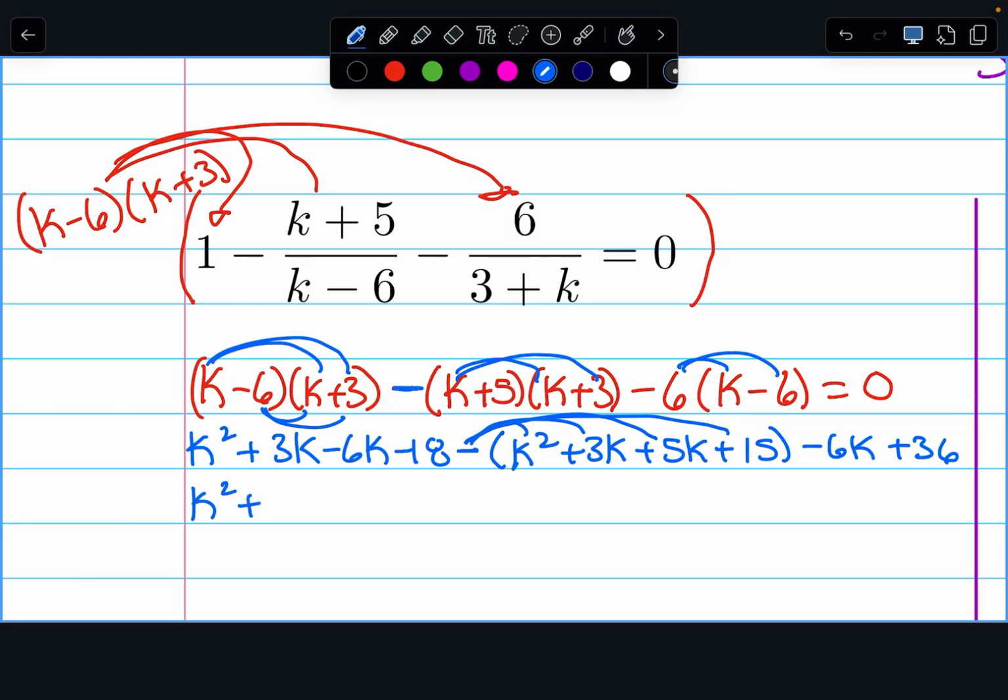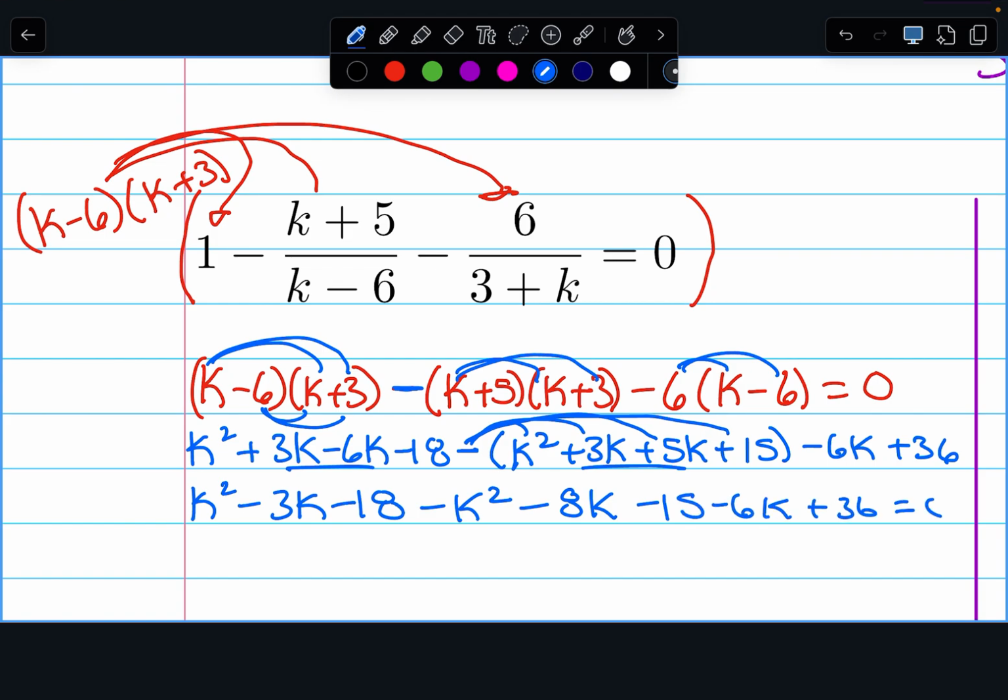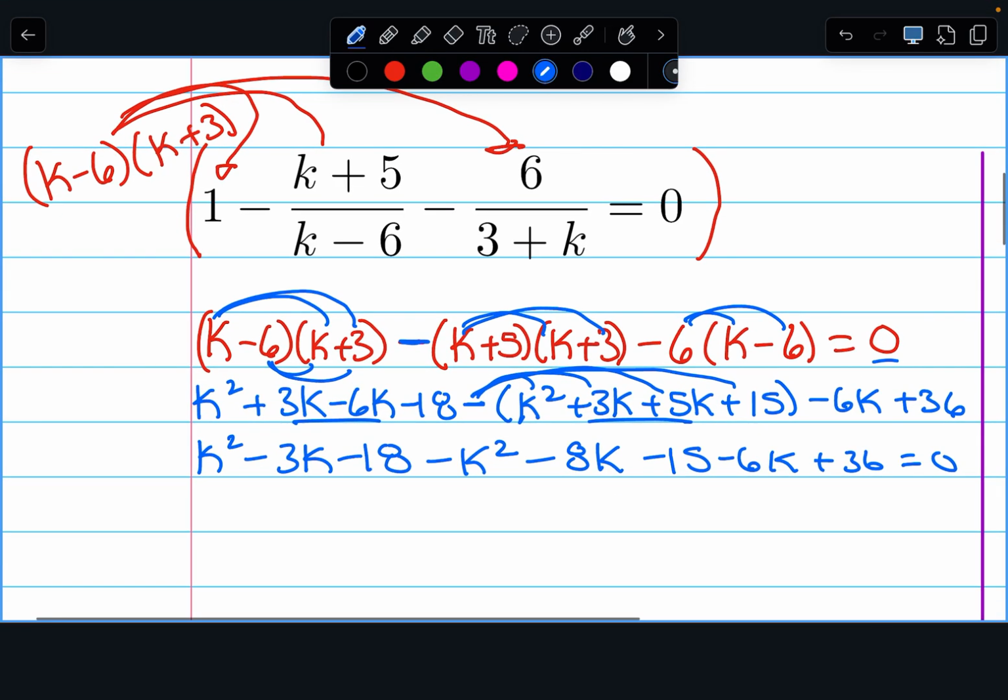So I'm going to rewrite everything else, distribute that negative. Actually, I'm going to combine my like terms here. Let's do that. So that's a negative 3k. And then minus a k squared. That's going to be 8. So minus 8k minus a 15 minus a 6k plus a 36 equals 0. All right, don't forget that equals 0 there. And then I'm going to combine some like terms, and we're going to keep going and solving this, okay?